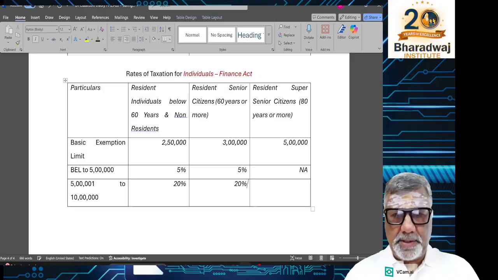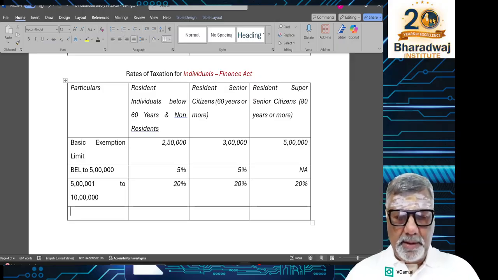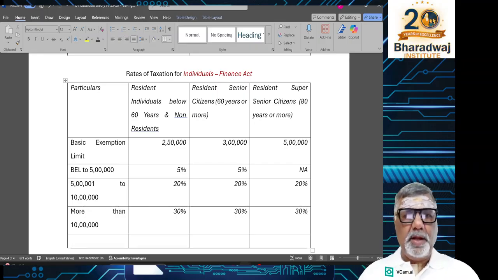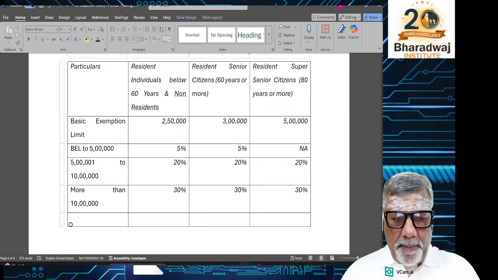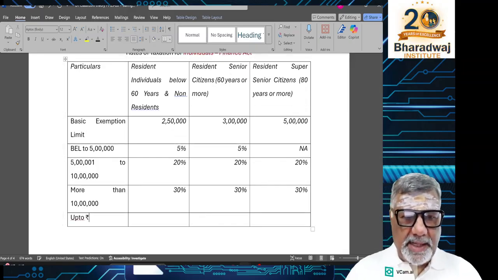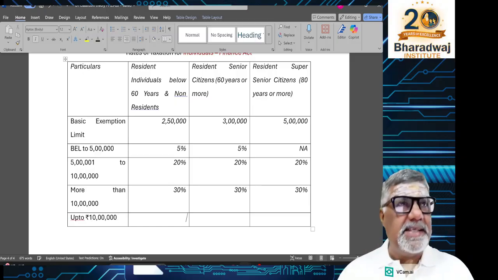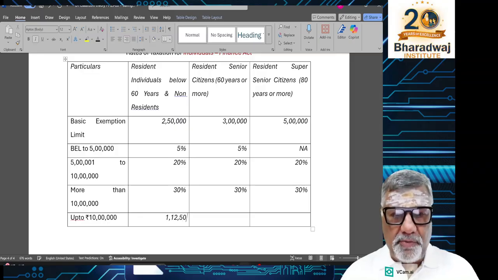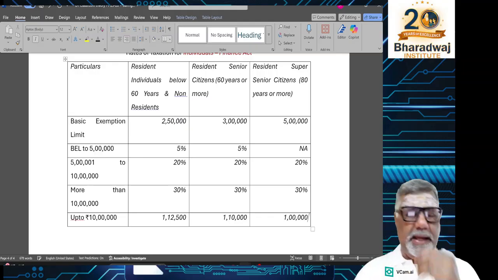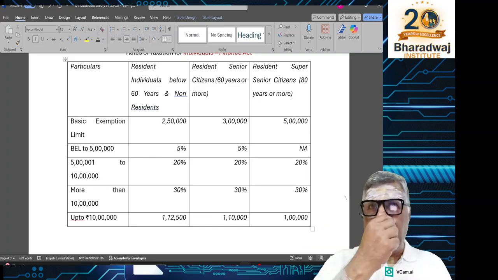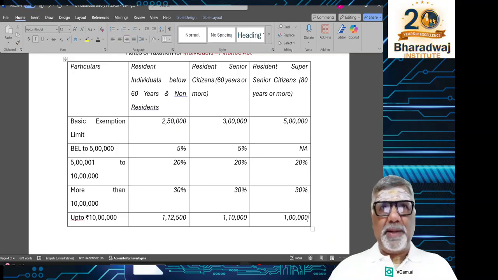Twenty percent, and more than 10 lakhs, 30%. So I told you that up to 10 lakhs, we know what the tax is. In this case it is 1,12,500. Here it is 1,10,000. Here it is 1 lakh. So if somebody gives you an income of 15 lakhs, you will not compute from the very first step. It is 5 lakh into 30% plus 1,12,500.